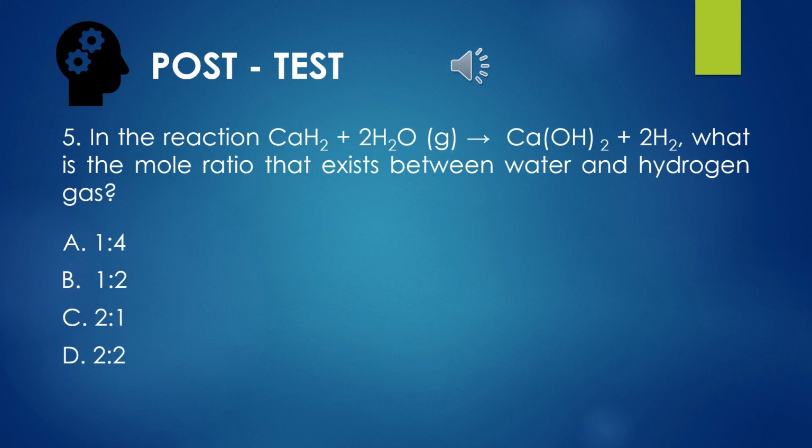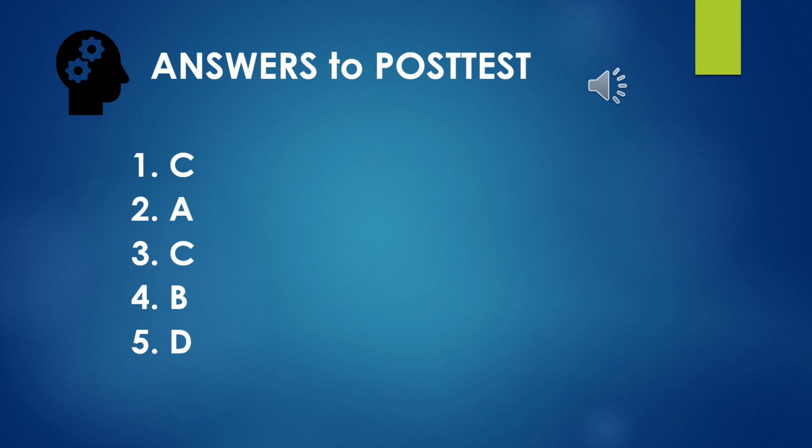Number 5. In the reaction calcium hydride reacting with water, producing calcium hydroxide and hydrogen, what is the mole ratio that exists between water and hydrogen gas? A. 1:1, B. 1:2, C. 2:1, D. 2:2. Here are the answers to the post-test.